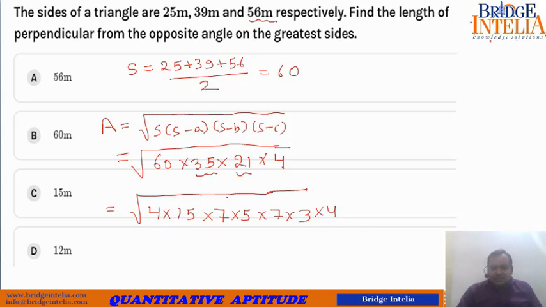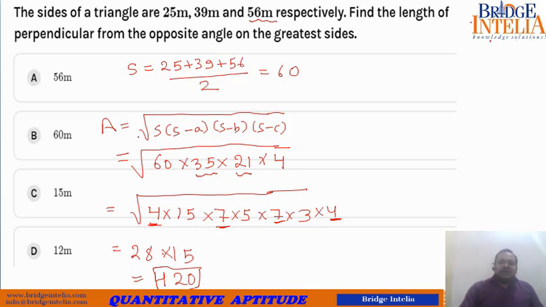4 has a pair, 7 has a pair, so this is what? 28. 4 and 4 pairing is done, 7 and 7 pairing is done, into under root of 15 into 15. So 28 into 15, so 420. So the area comes out to be equal to 420.